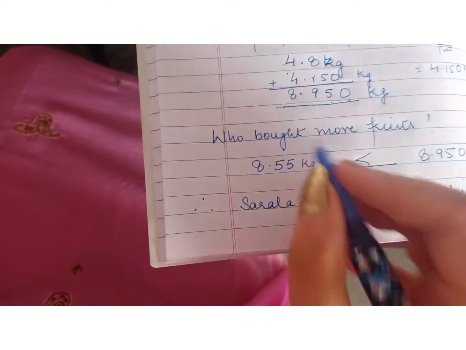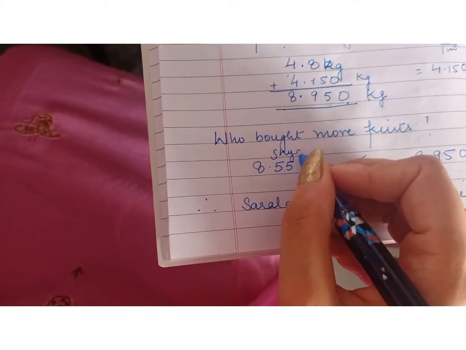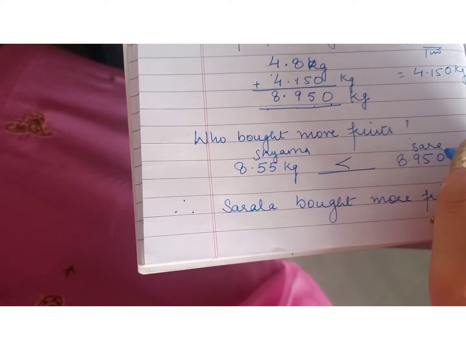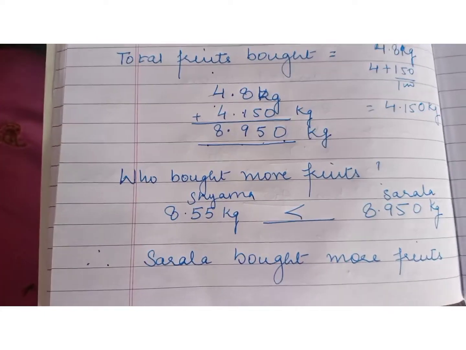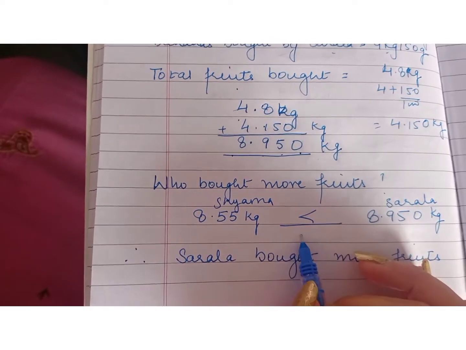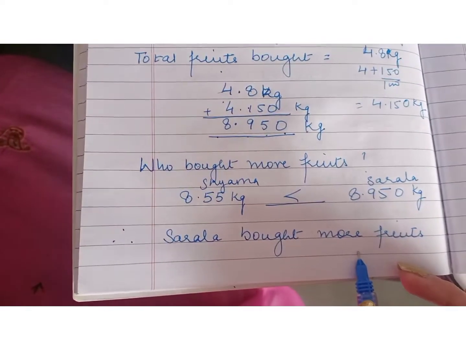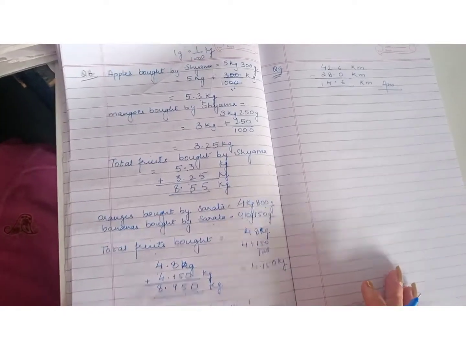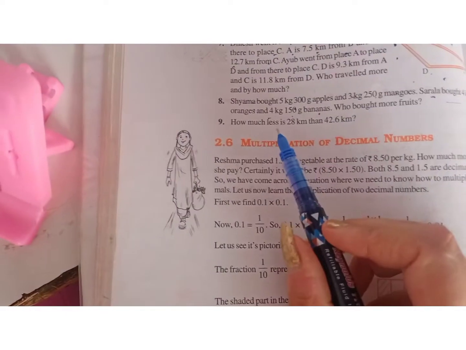Again, the question is asking who bought more. So, the fruits bought by Shama is 8.55 kgs and the fruit bought by Sarla is 8.950 kgs. So, it is but obvious 950 is bigger. So, Sarla bought more fruits than Shama. This was your question number 8. Let us move ahead with question number 9.